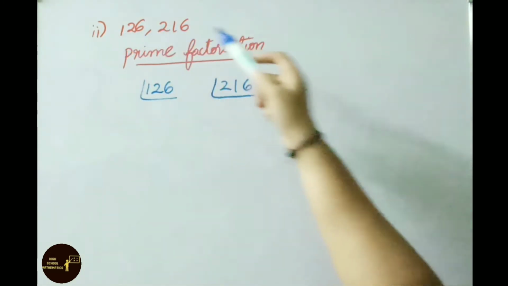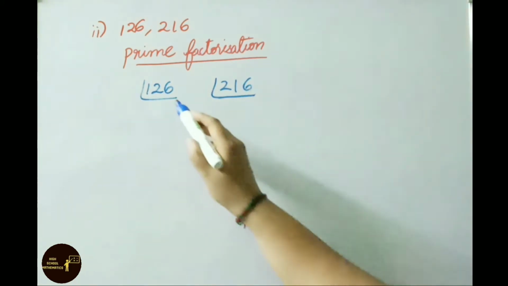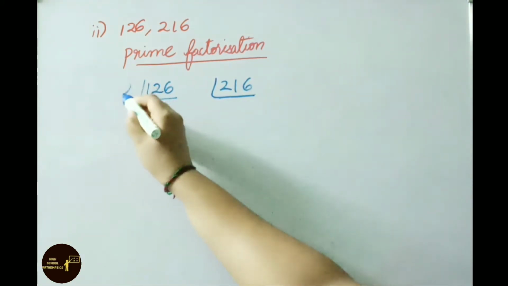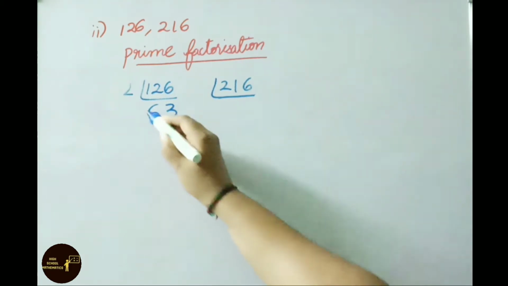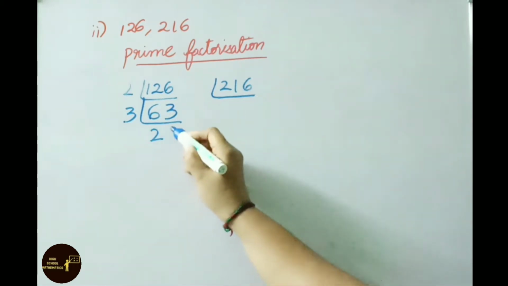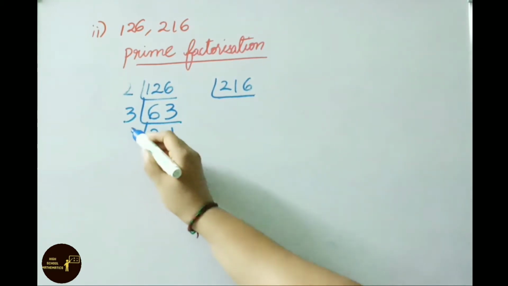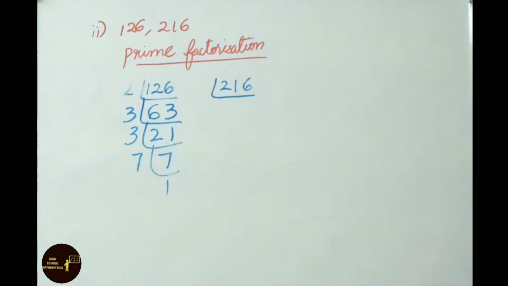See the second sum, we are solving in the second method, prime factorization. Let us see the sum. We have to divide 126. So take 2 table, 2 6s are 12, 2 3s are 6, 63 we got. Take 3 table, 3 2s are 6, 3 1s are 3, that is 21 times. Again 3 table, 3 7s are 21. 7 table, 7 1s are 7.